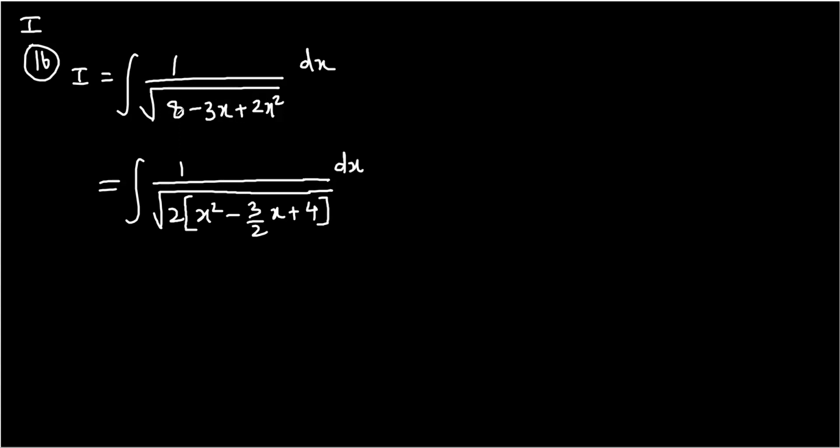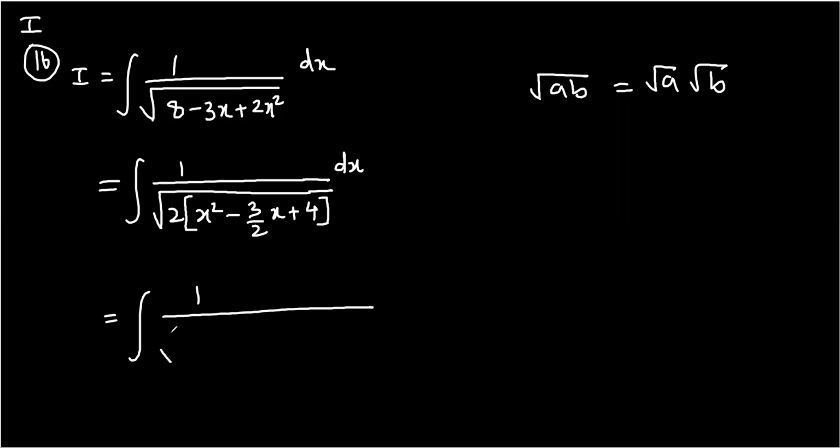You will take 2 out. So here you get x square, minus 3 by 2x and plus 4. Now, as you know, students, root of AB is the same as root A into root B. So what will happen next? This 2 will go out as square root of 2. So I can write this as 1 upon square root of 2, and then for this I write a completely separate square root, x square minus 3 by 2x plus 4, and dx.